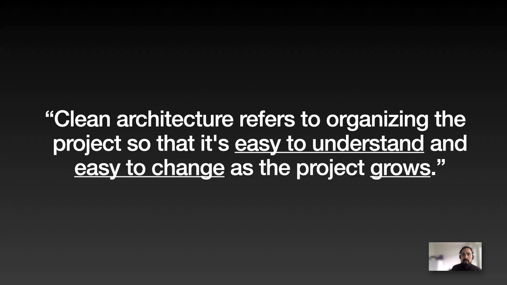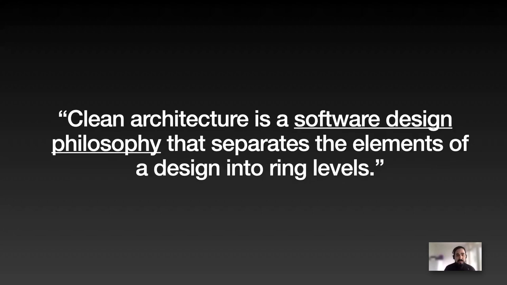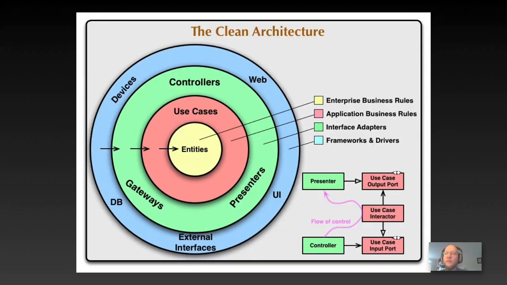And how about the inventor of clean architecture? What is his take on this? Well, according to Uncle Bob, clean architecture is a software design philosophy that separates the elements of design into ring levels. Well, what does he mean by this? To help us developers visualize what he means by this, he provided us with this image. So we have this nice image then.